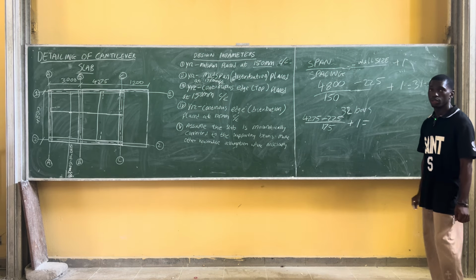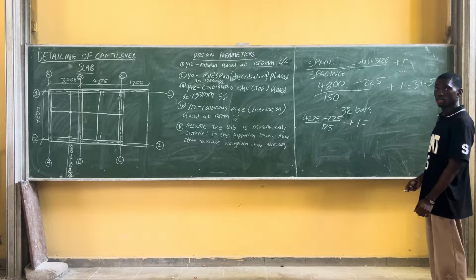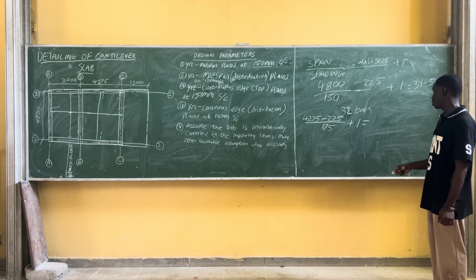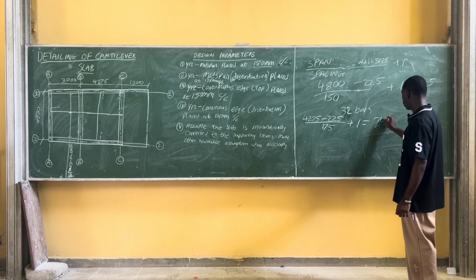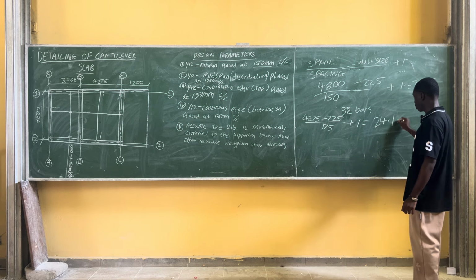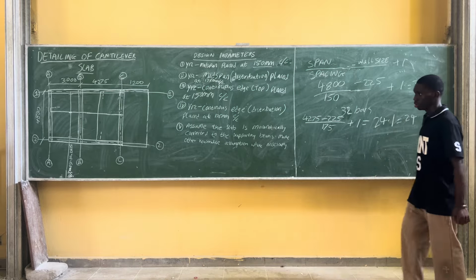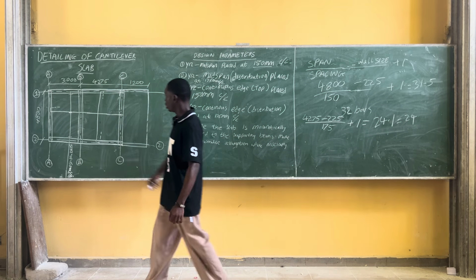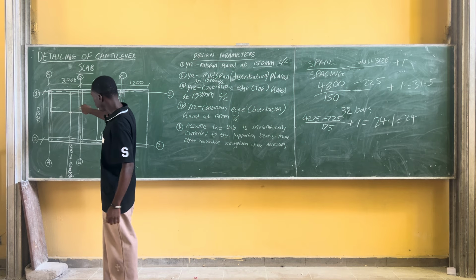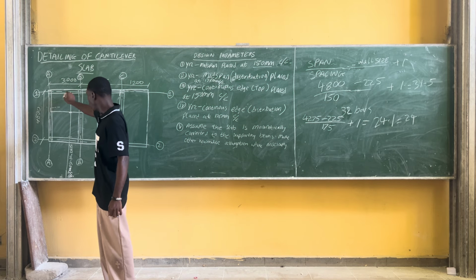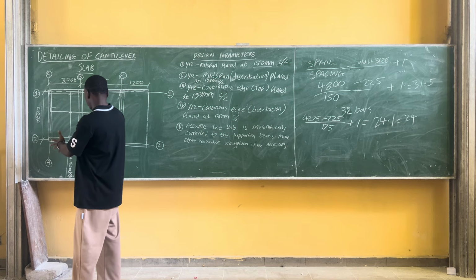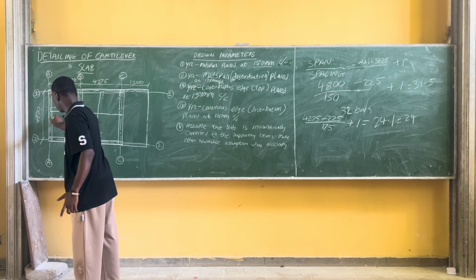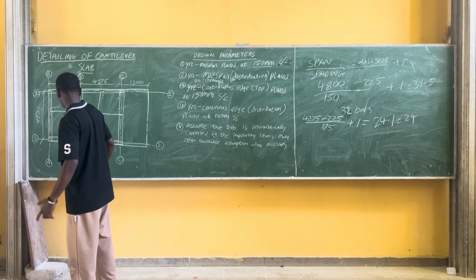24.1, which is approximately 24 bars. I'll leave that aside because number one, this is a description bar which will be spanning from here to here. You can draw another line again, but it won't mix. I'll just make sure that it's spanning from this side to this side.